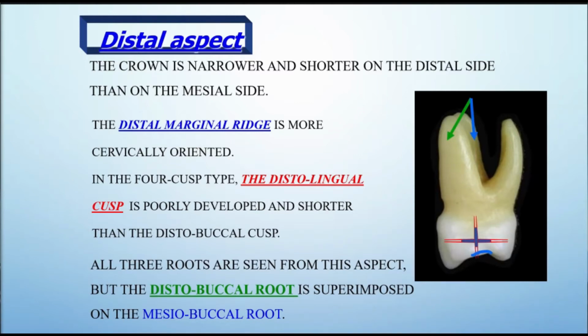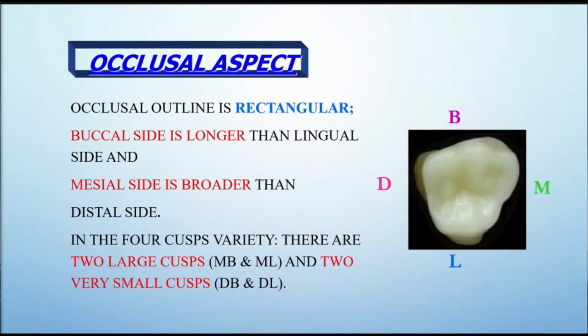This is true for the permanent root also, or from the distal side, you can see all the roots. Occlusal aspect: the occlusal outline is rectangular. The buccal side is longer than the lingual side because there is lingual convergence. The mesial side is broader than the distal side because there is distal convergence also.